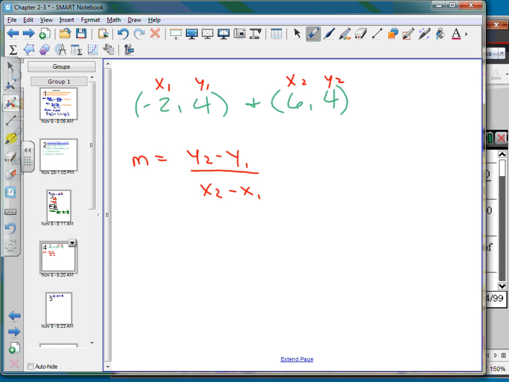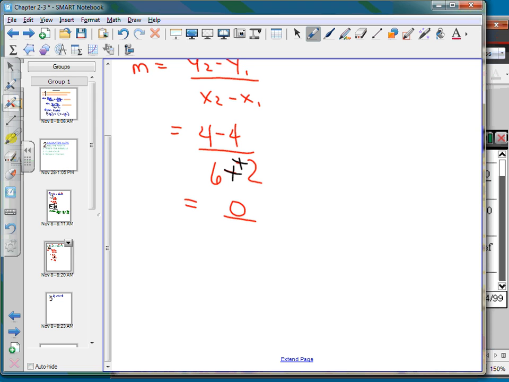All right. So now I plug and chug, and that's going to be 4 minus 4 over x2, which is 6, minus a negative 2, which is x1. Do I have any minus negatives? Yeah, I do. What do those turn into? Plus a positive. So now I have 4 minus 4, which is? And 6 plus 2 is? 8. I want you to box this in.